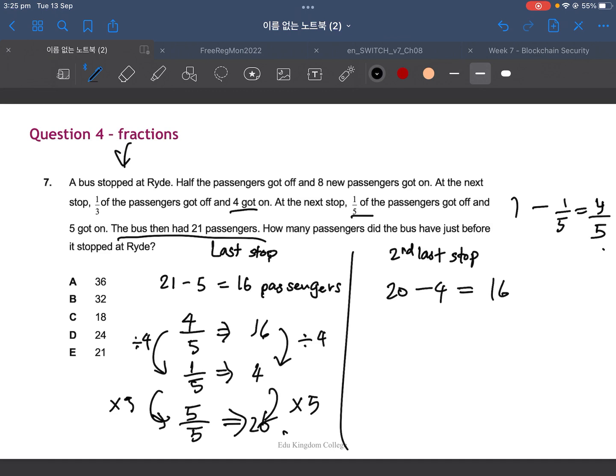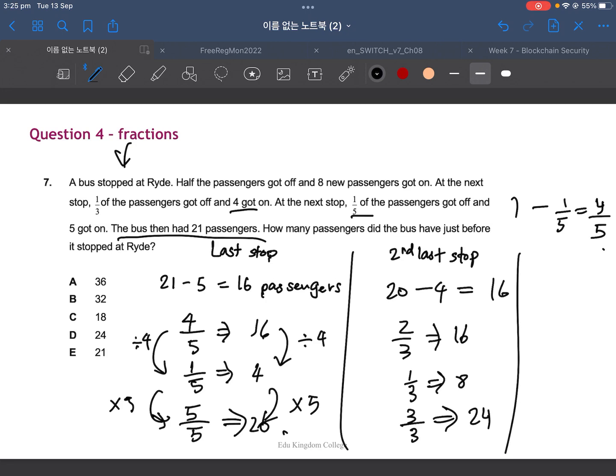So if 1/3 of the passengers got off and I had 16, that means 2/3 must be equal to 16. Because 1/3 of the total amount of passengers got off, that means I have 2/3 left. And 2/3 happen to be 16. So if 2/3 corresponds to 16 passengers, then 1/3 is 8 passengers, then 3/3, or the total before this stop, must have been 24 passengers. Okay?